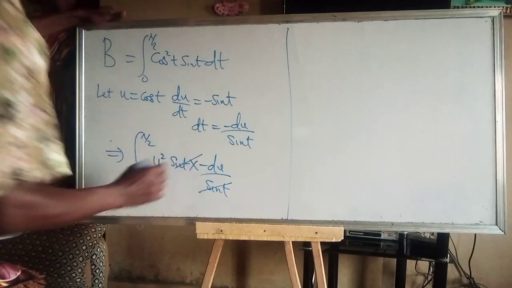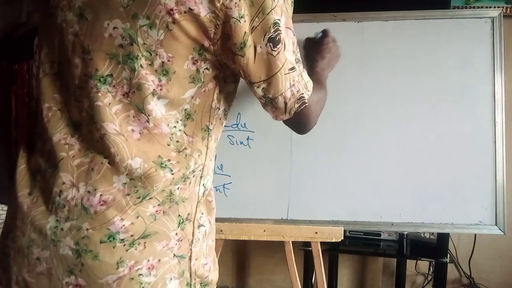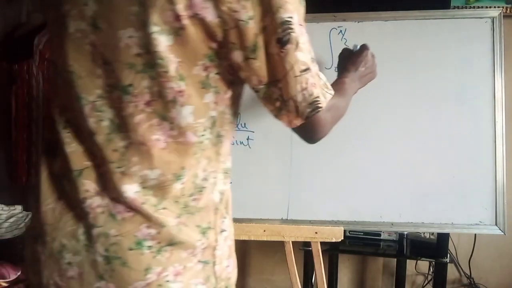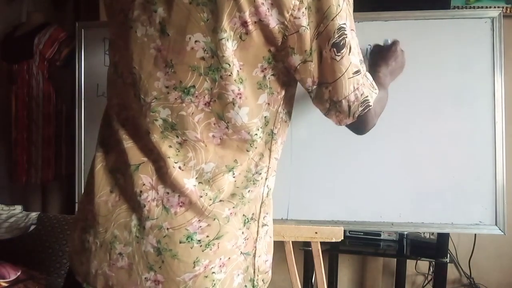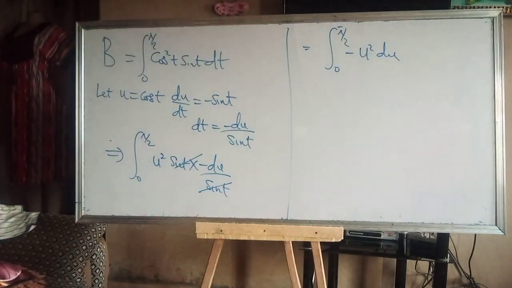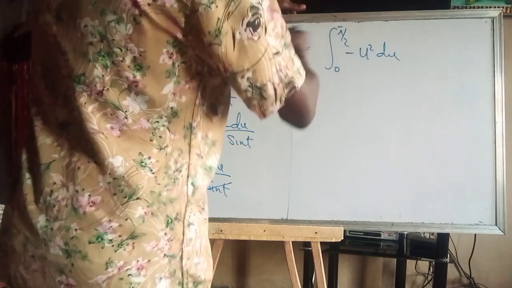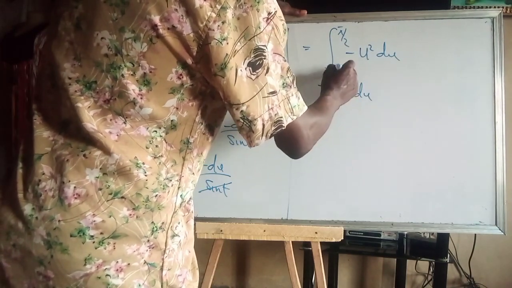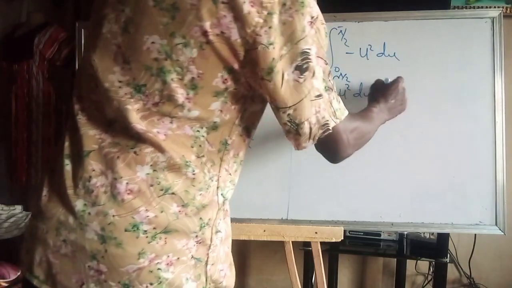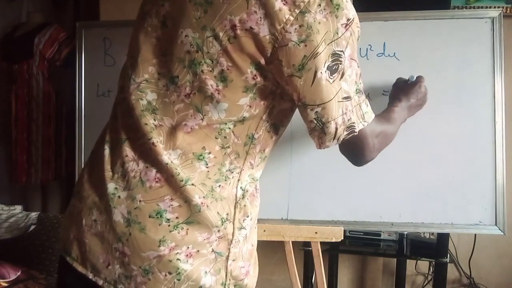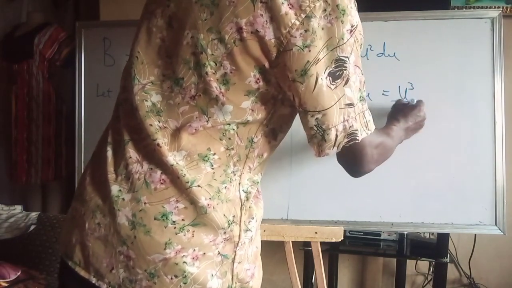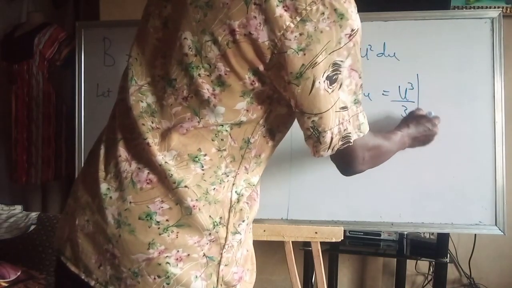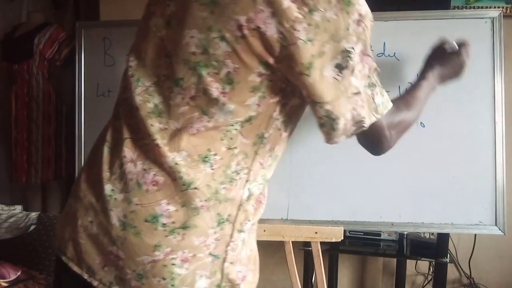This will cancel out this, so we now have the integral from 0 to pi over 2 of minus u squared du. Yes, we're going to have that now. So we can bring our minus out and say minus the integral of u squared du, from 0 to pi over 2. By the time we integrate this, we have u cubed all over 3, then the limits 0 to pi over 2.